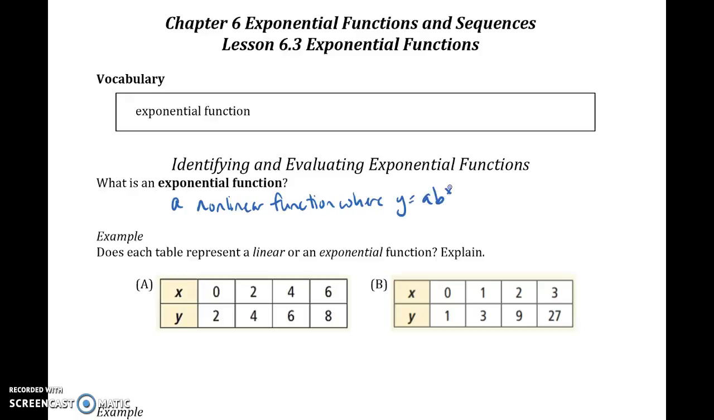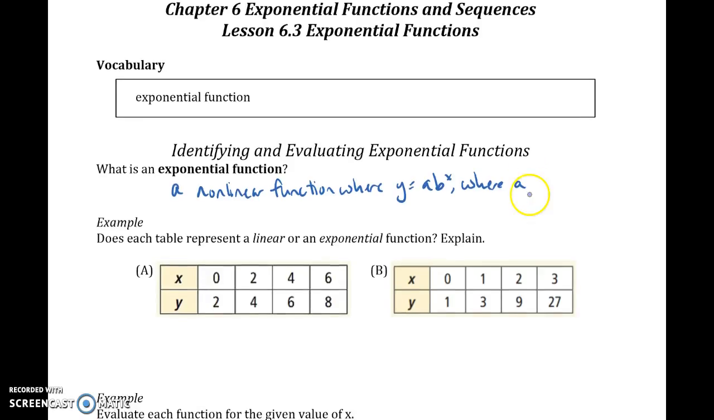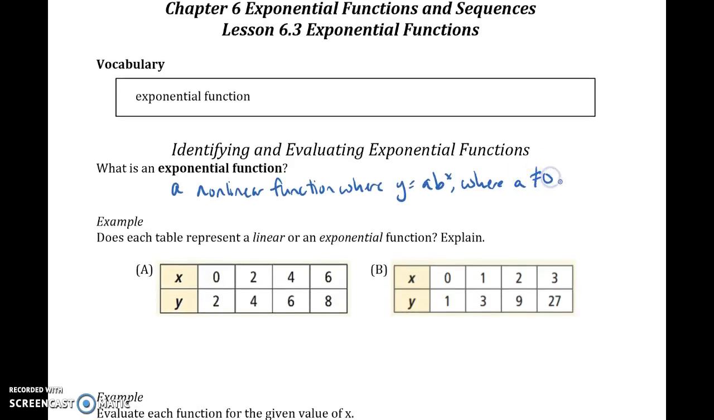So the exponent is our input. Okay, so what's important here is a is not going to be 0 and b can't be 1. And this is going to give us what we call an exponential function. So you'll see that we're multiplying because we're dealing with an exponent, which is why it's not going to end up being a straight line. And we'll look at the graph later on in the notes.